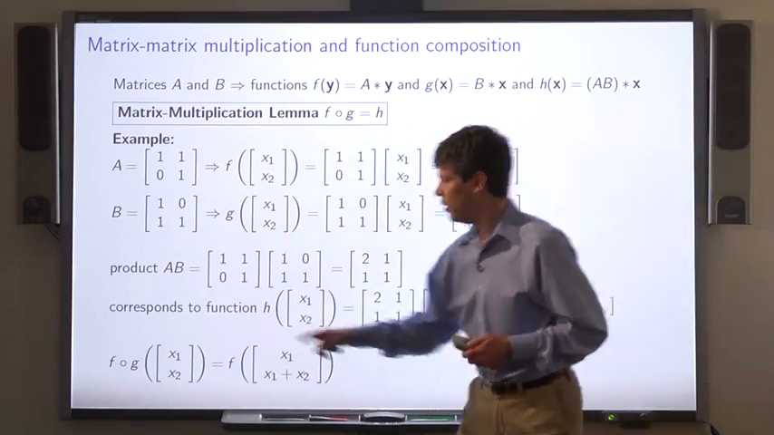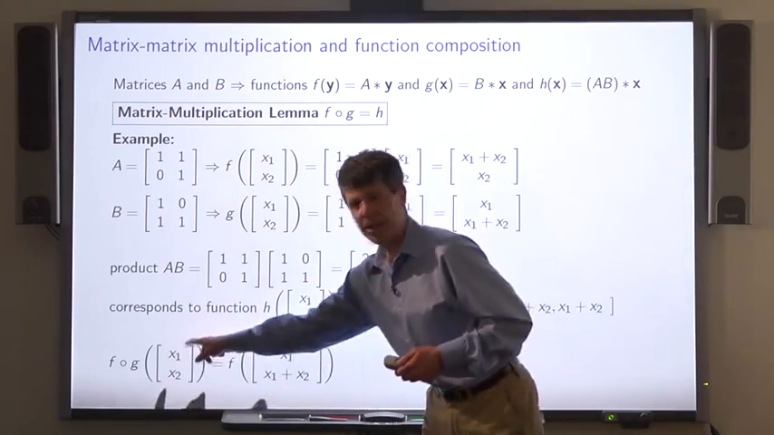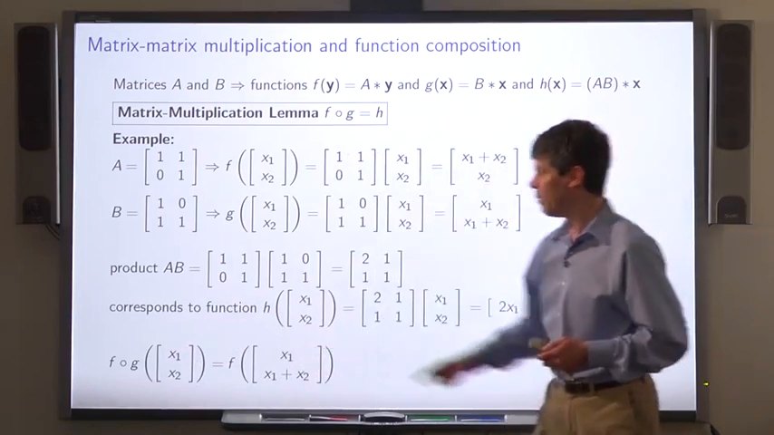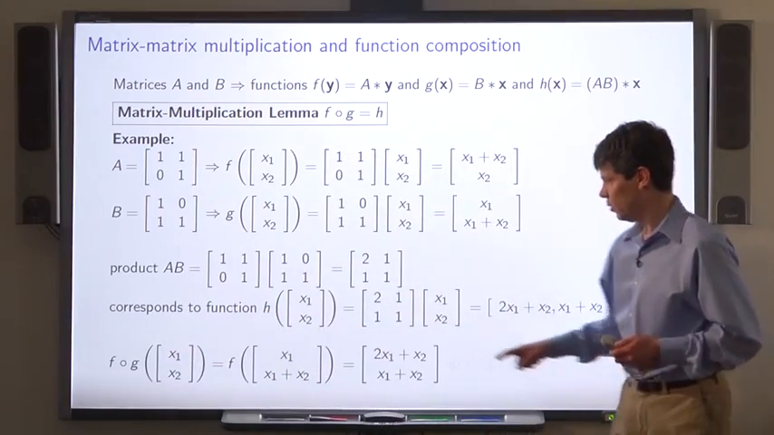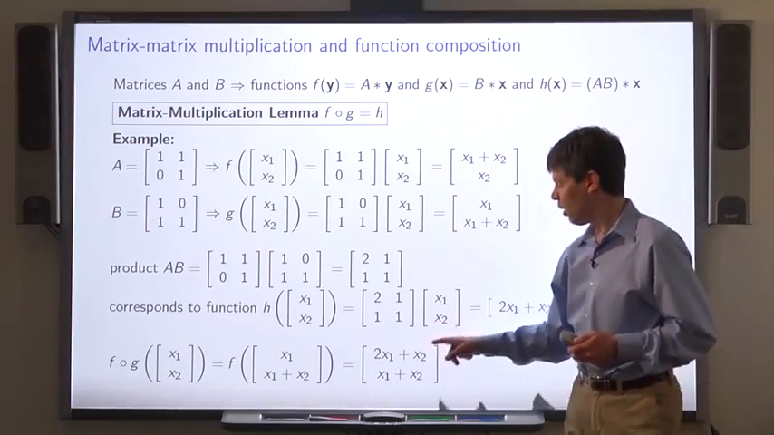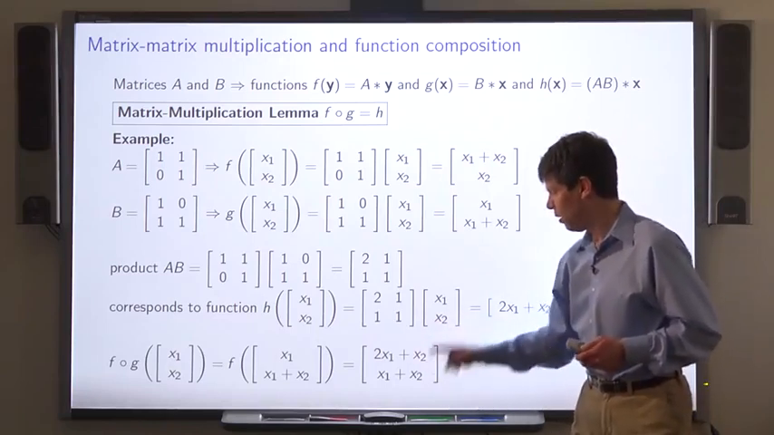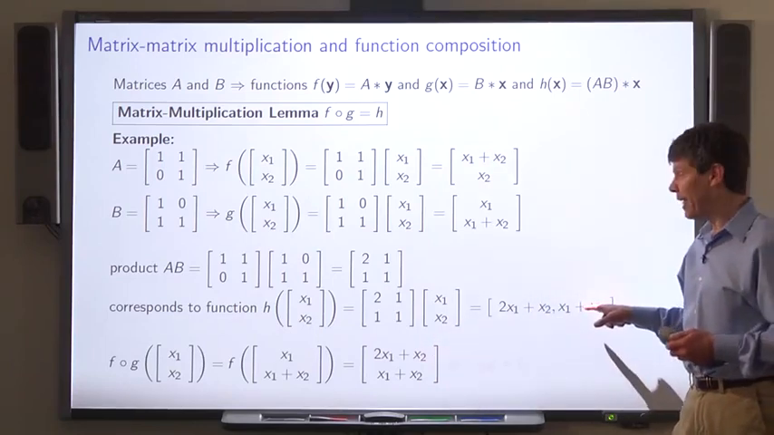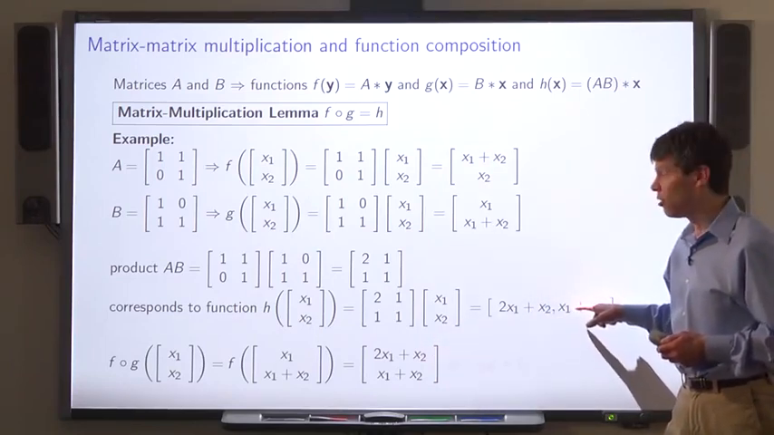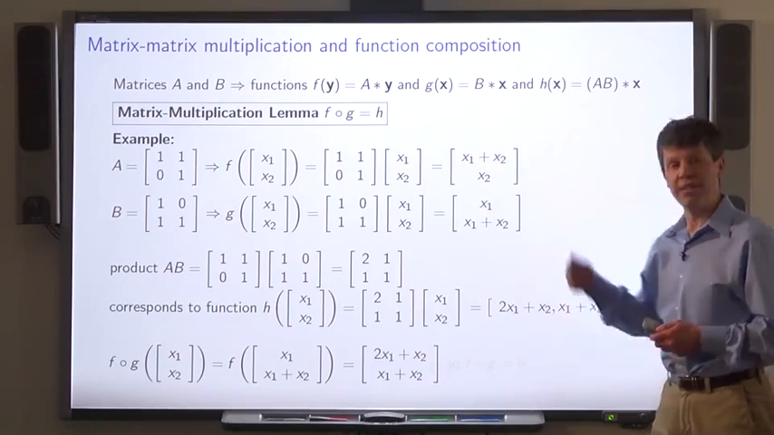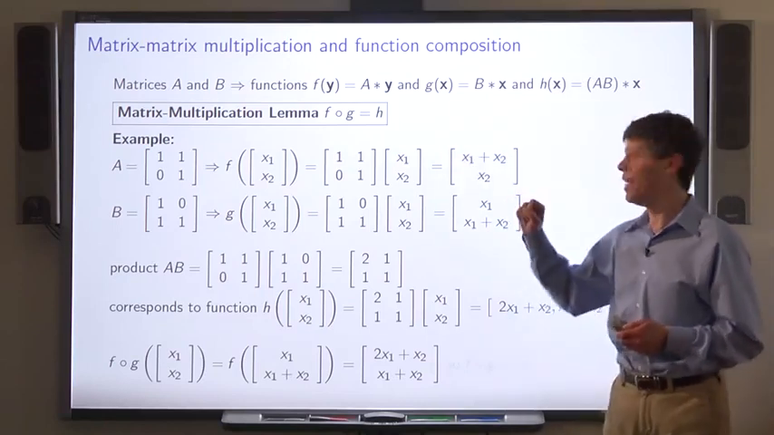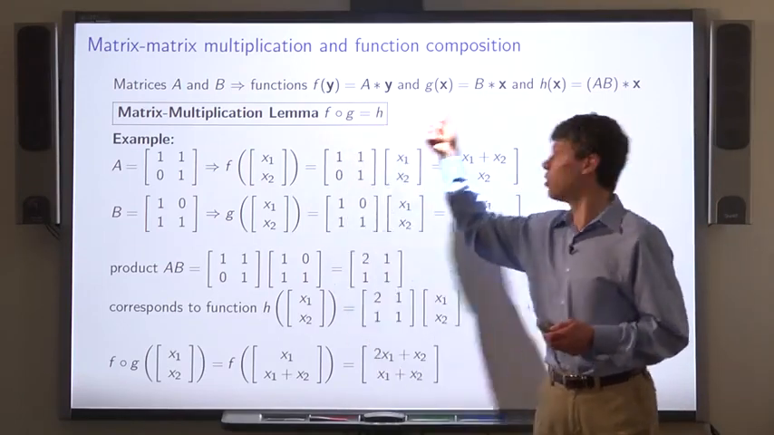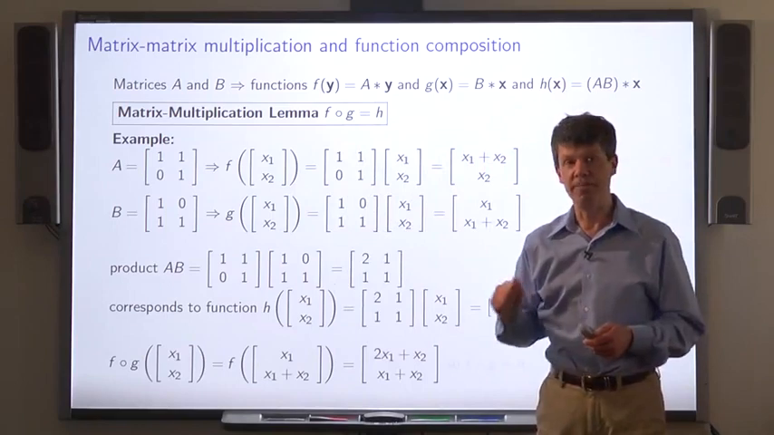We apply g first to the vector x1, x2, getting x1 and x1 plus x2. Then we apply f to the result. We get the vector 2x1 plus x2 and x1 plus x2. And this exactly matches the output of the function h on input x1, x2. So this illustrates this idea that the composition of functions corresponds to multiplication of matrices.